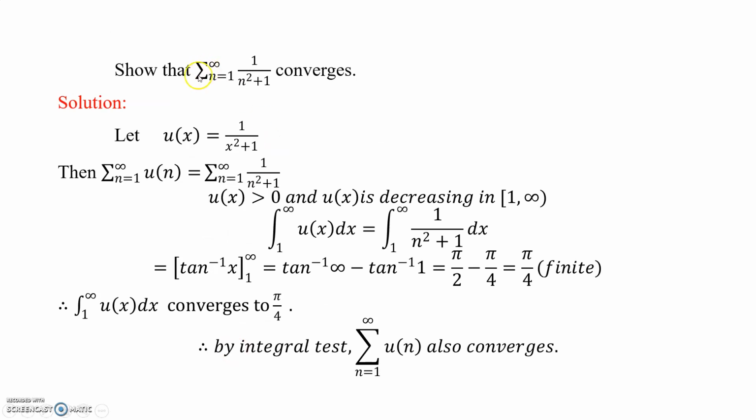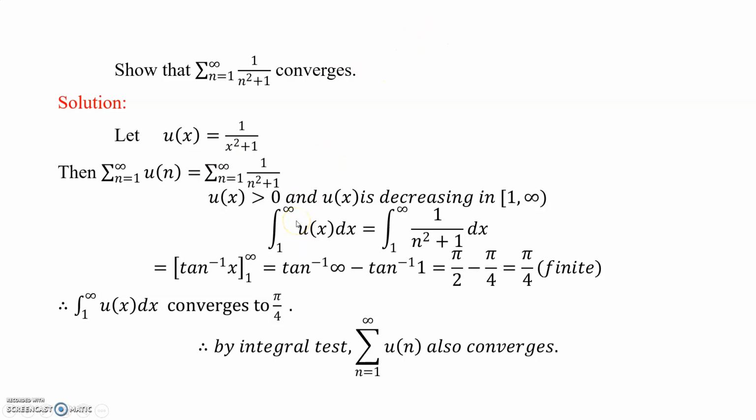Next problem. Show that summation n is equal to 1 to infinity 1 by n square plus 1 converges. So here u of x, you consider as 1 by x square plus 1. Now taking the summation on both sides, summation n is equal to 1 to infinity u of n is equal to summation n is equal to 1 to infinity 1 by n square plus 1. Here u of x is greater than 0, then u of x is decreasing in the interval 1 comma infinity. So now we are going to take the integral on both sides.